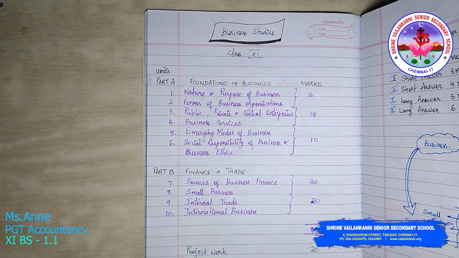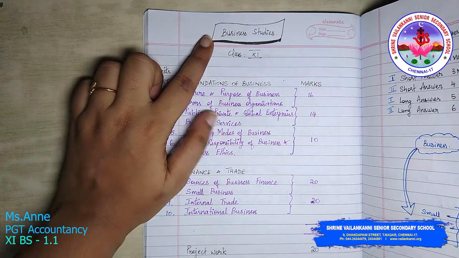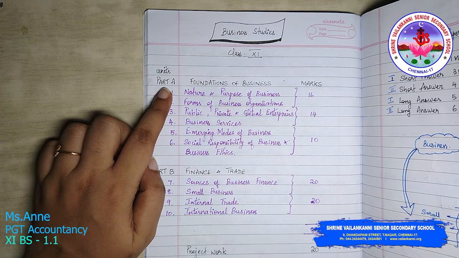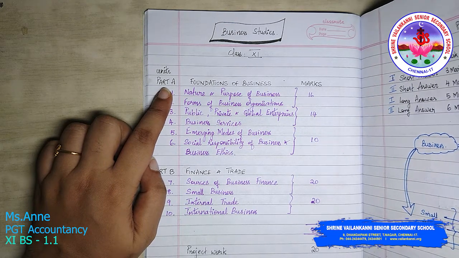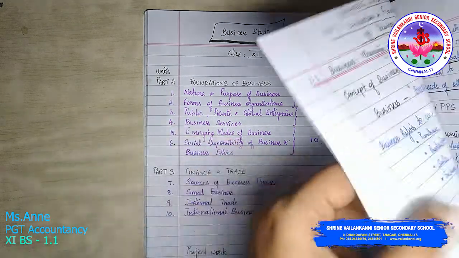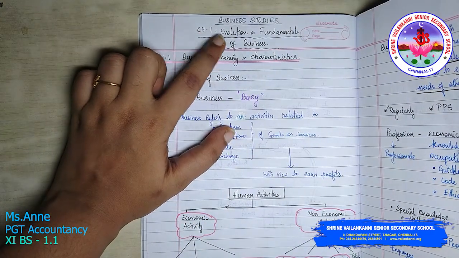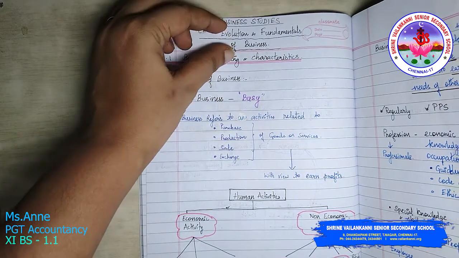This session is the second class of business studies. In this class we are going to discuss the first chapter, that is the nature and purpose of business. I'm just going to take you through a part of the first chapter, that is the evolution and fundamentals of business.